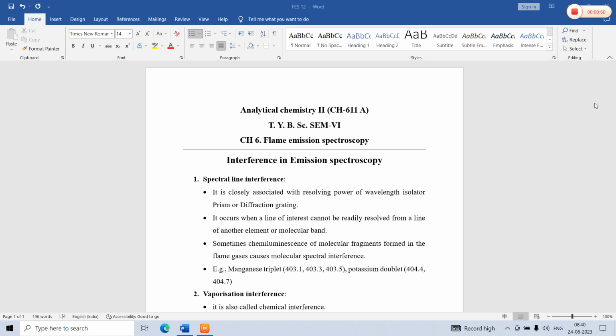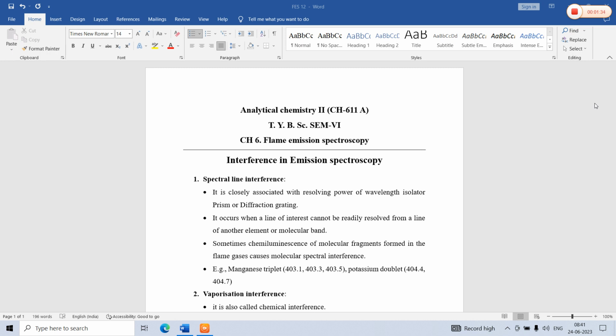Flame emission spectroscopy is nothing but emission spectroscopy, because we know that in the flame some atoms go to the excited state, and that excited state is unstable and returns to the ground state, and during that time some radiation comes from the atom, which is the emitted radiation, and so the name is emission spectroscopy. Here there are three types of interferences, namely spectral line interferences, vaporization interferences, and ionization effect or ionization interference. First is the spectral line interference.